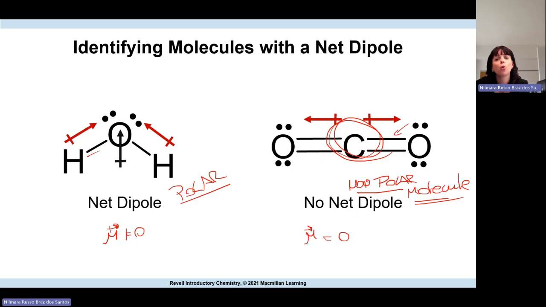And this is very important when you talk about solubility. So remember that like dissolves like. Polar will dissolve polar, non-polar will dissolve non-polar, okay?